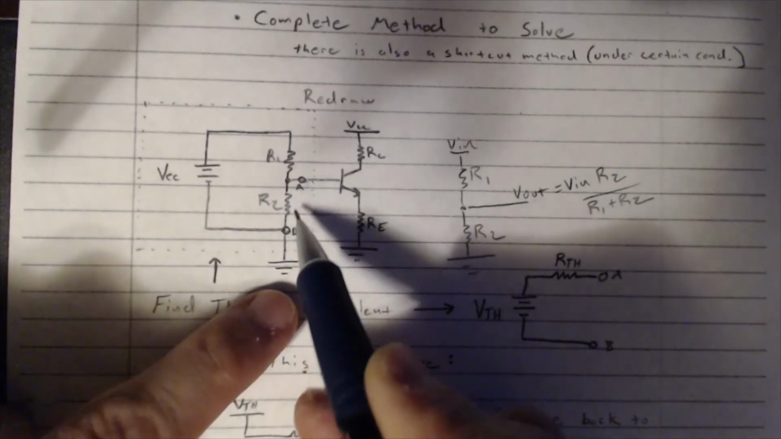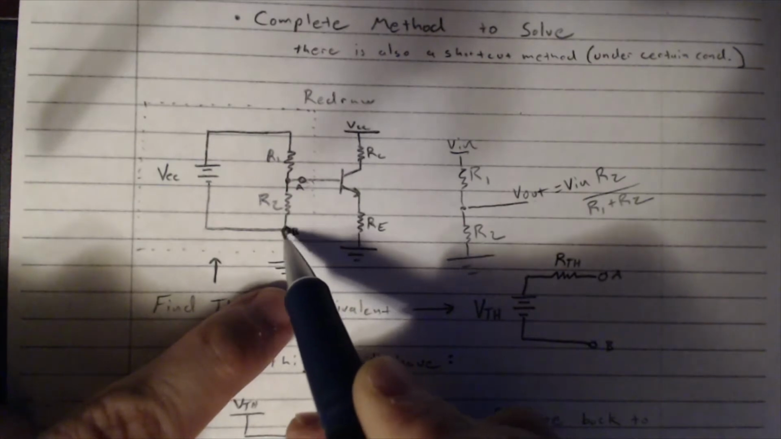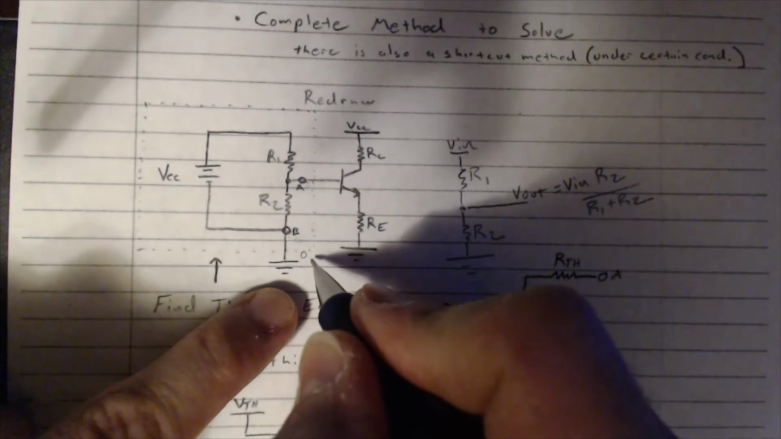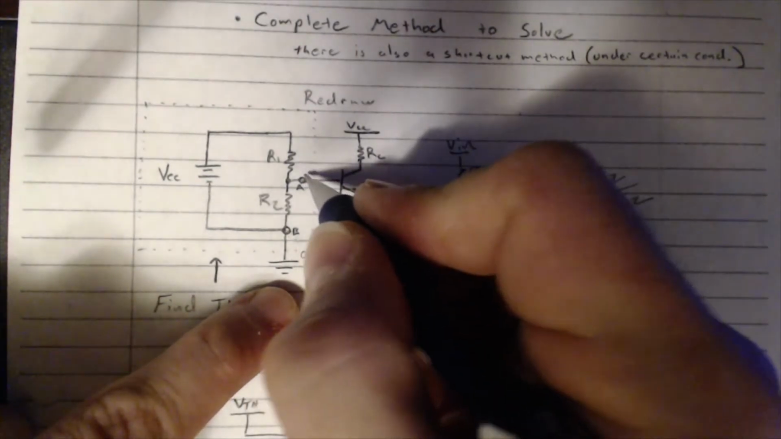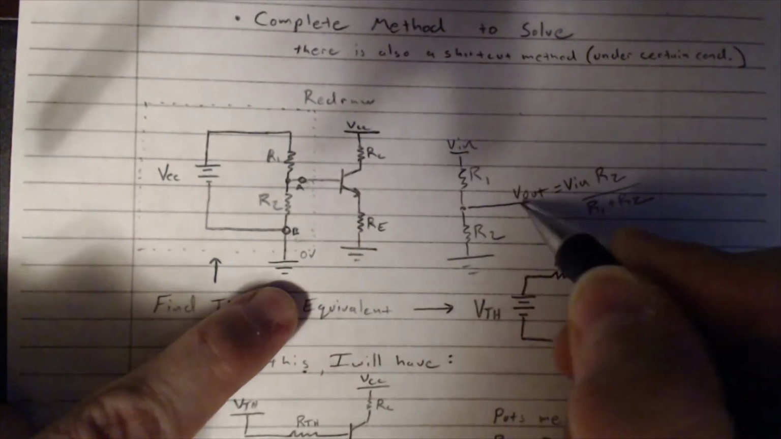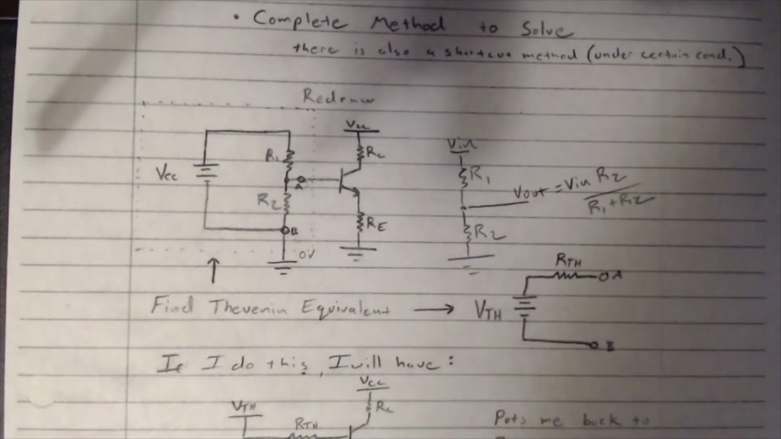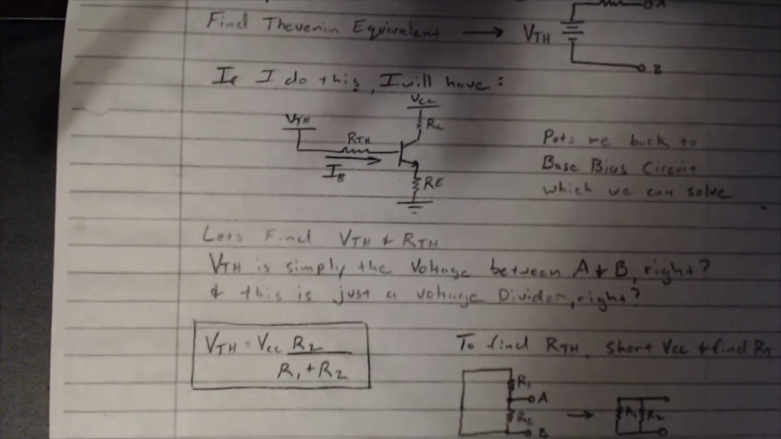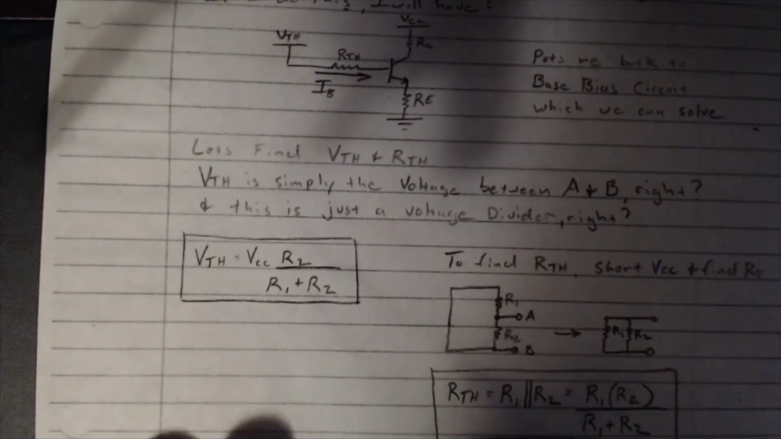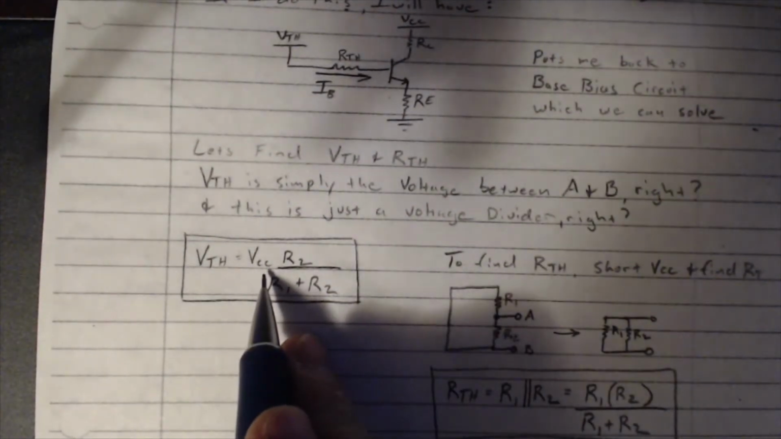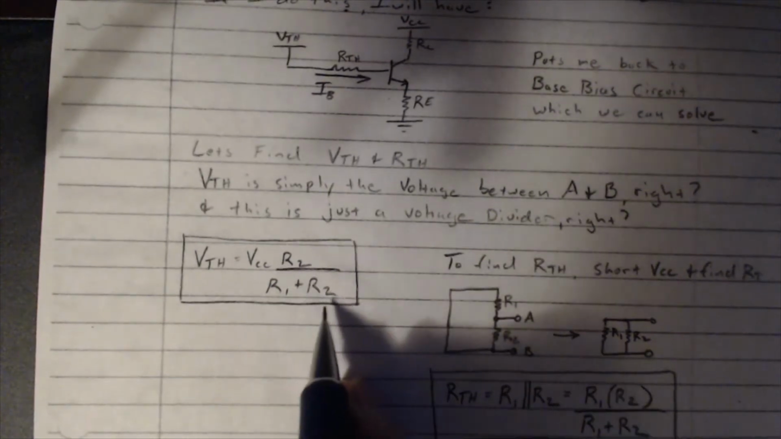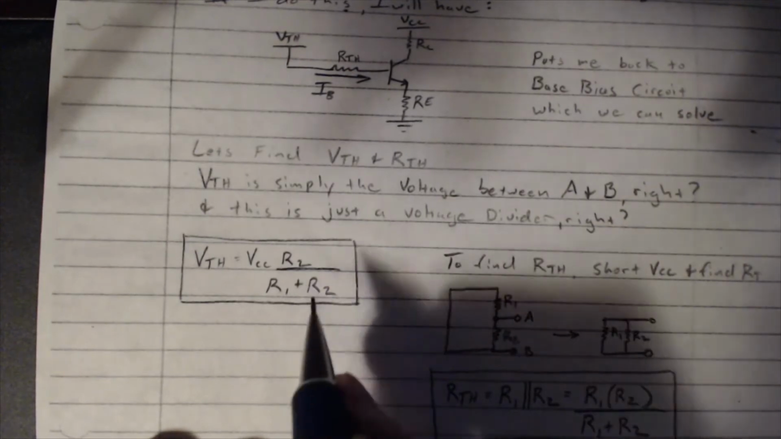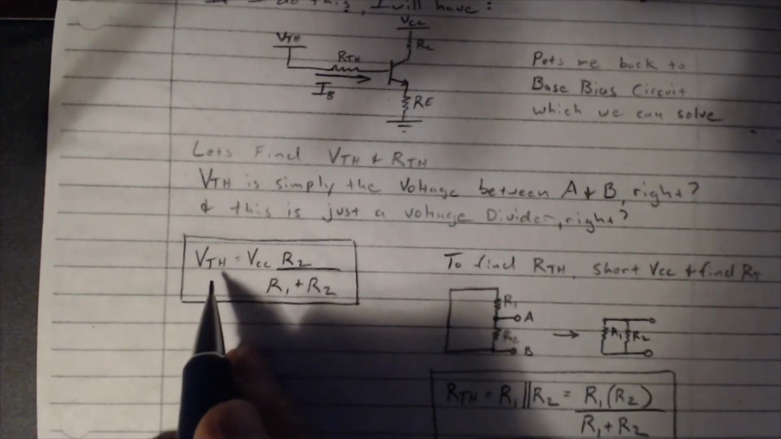Well, what's cool is our B terminal is referenced to ground. So this is 0 volts right here. And this essentially is Vout of our voltage divider. So no surprise, our Thevenin voltage is just VCC times R2 divided by R1 plus R2, just our voltage divider. Okay, so that gets us to figuring out the Thevenin voltage.